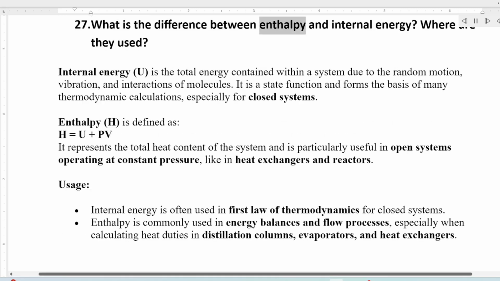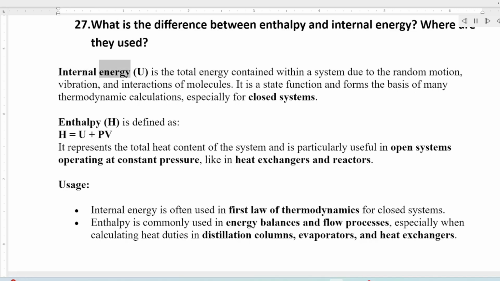What is the difference between enthalpy and internal energy? Where are they used? Internal energy, U, is the total energy contained within a system due to the random motion, vibration, and interactions of molecules. It is a state function and forms the basis of many thermodynamic calculations, especially for closed systems.